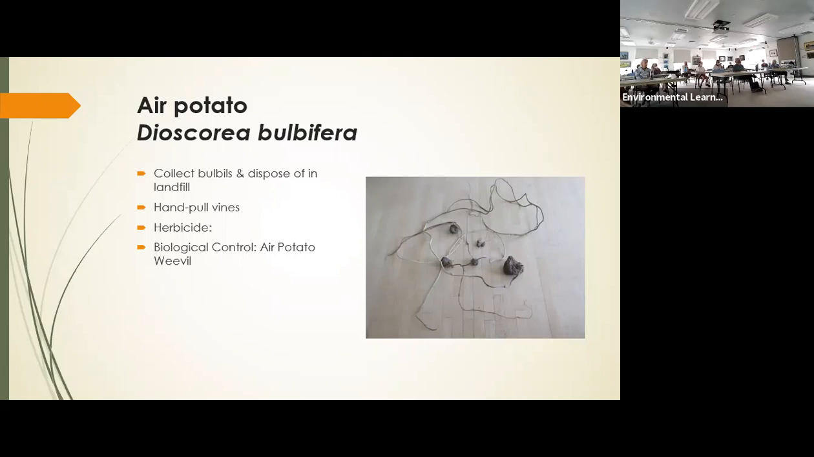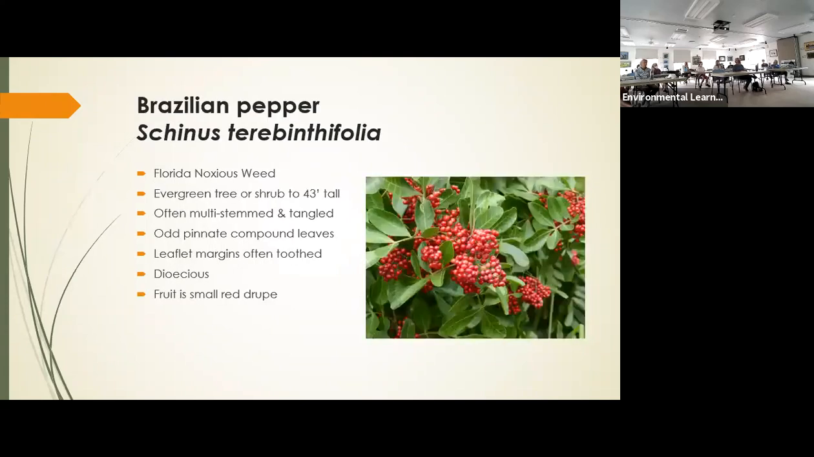And there's self-sustaining populations of this very attractive little beetle. You may be saying, well, why don't I see a lot of them flying about? Well, you're only going to find them around air potato. And air potato goes dormant during the wintertime, dies back to the ground. The weevil pupates in the soil during the wintertime, and the adults emerge about the same time that the vine begins to regrow. So yay, biocontrol that worked.